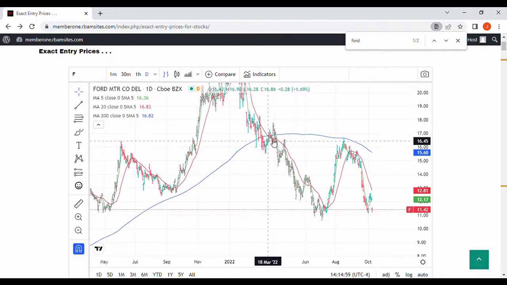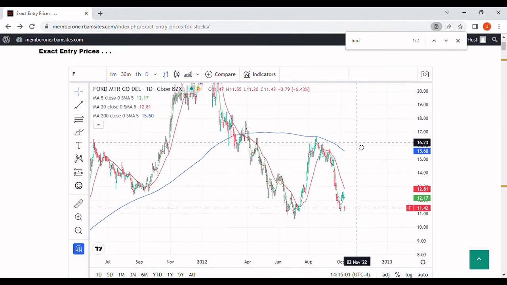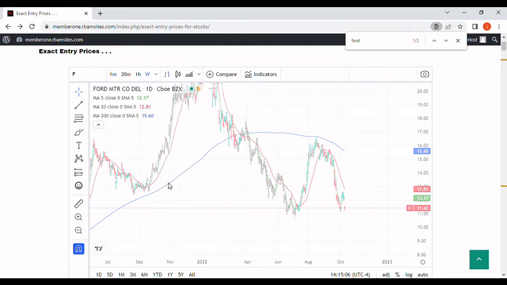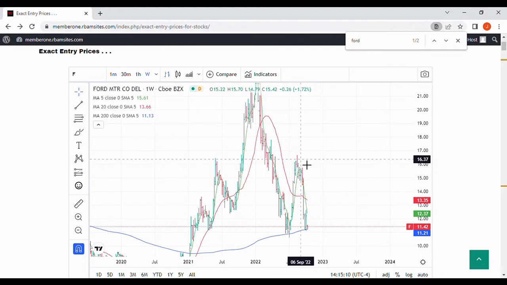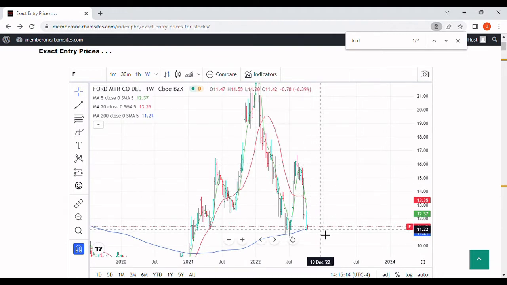You can see the 200-day moving average is just now starting to roll over. Ford doesn't look good here at all in terms of a technical picture. Let's take a look at the weekly chart, and we can see that Ford is in a very, very steep decline and bouncing off its 200-week moving average. We're right dead on it.